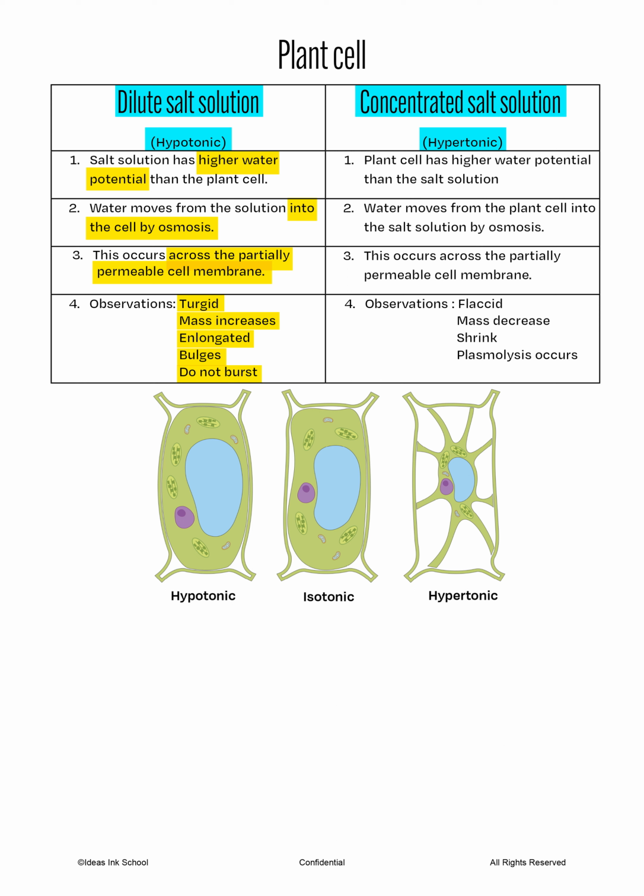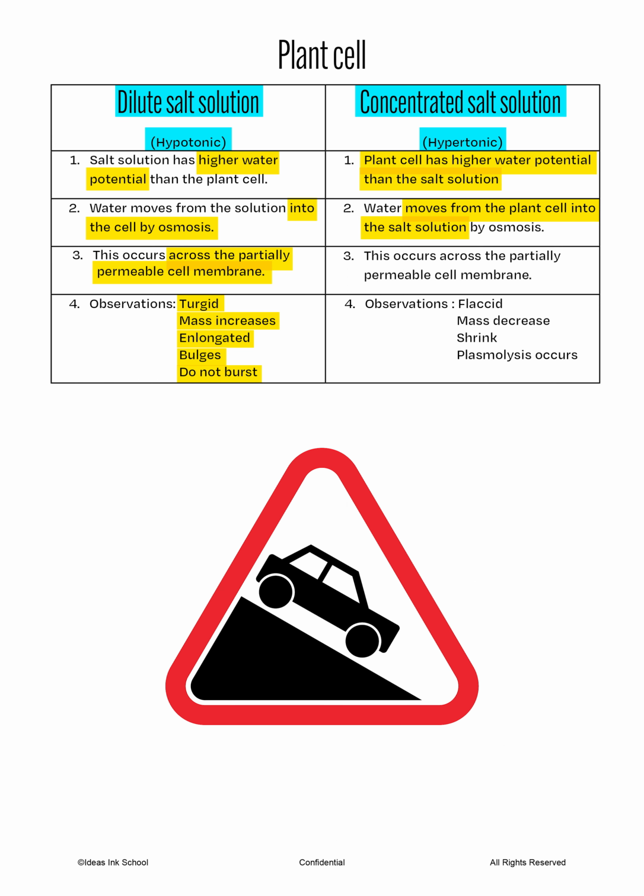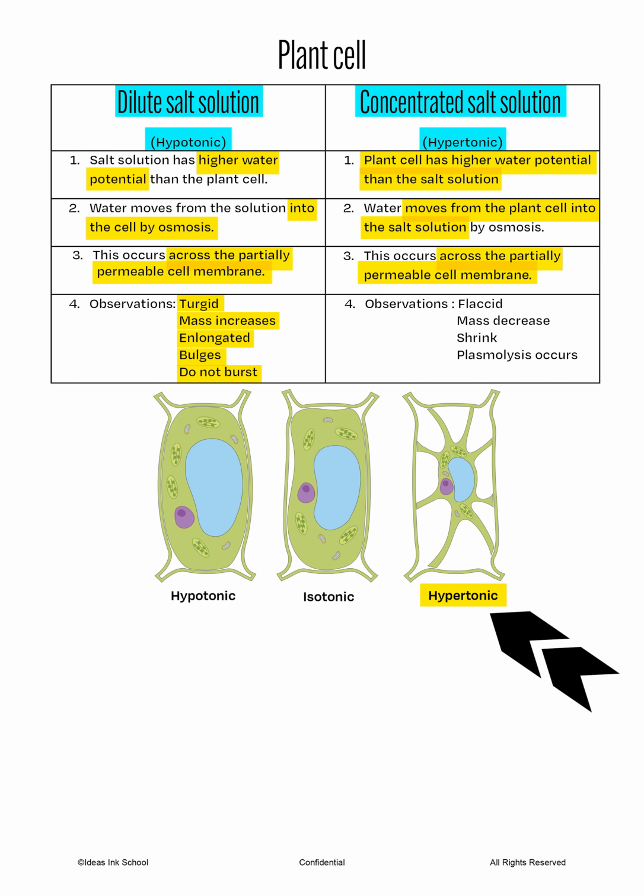Next, we will talk about what happens in a concentrated salt solution. When a plant cell is placed into a concentrated salt solution, since the salt solution has a lower water potential than the cell, water will move out of the cell into the solution instead. This movement occurs down the concentration gradient and across the partially permeable membrane. As a result, the plant becomes flaccid, its mass decreases, it shrinks in size, and plasmolysis occurs.